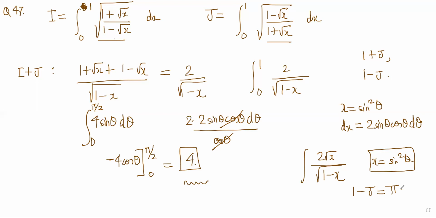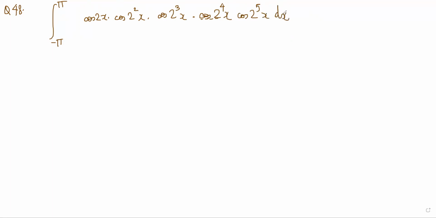The next one that we will look at now is question number 48. And this question talks about finding the value of this particular integral, from minus pi to pi of cos 2x, cos 2 square x, cos 2 cube x and so on. Actually just 5 terms, cos 2 power 4x and cos 2 power 5x dx. This is the integral that we have to evaluate, right?